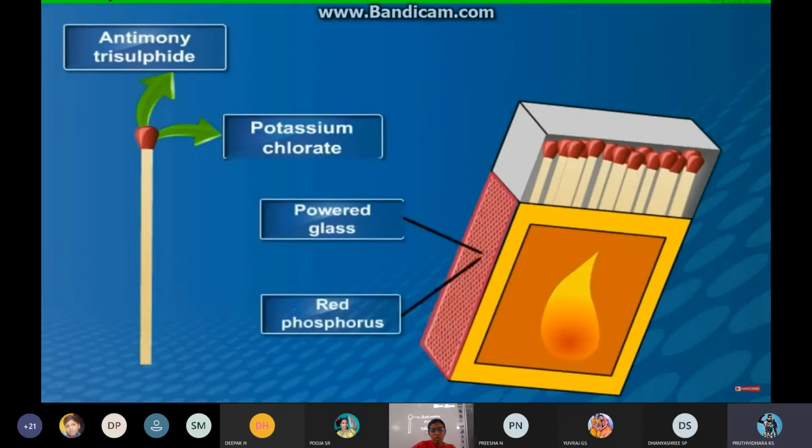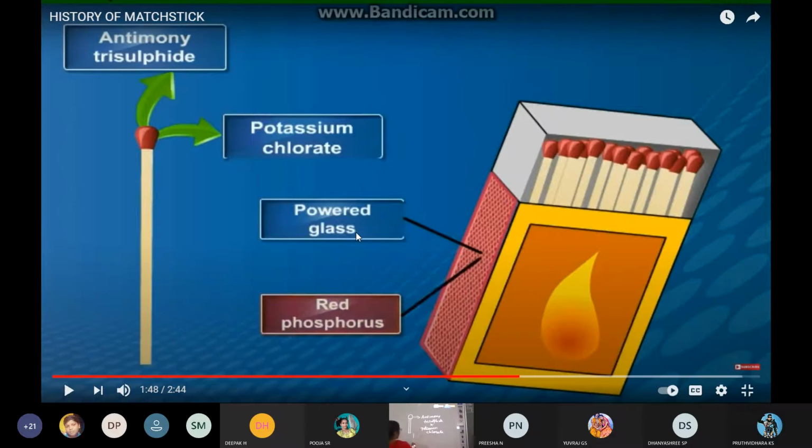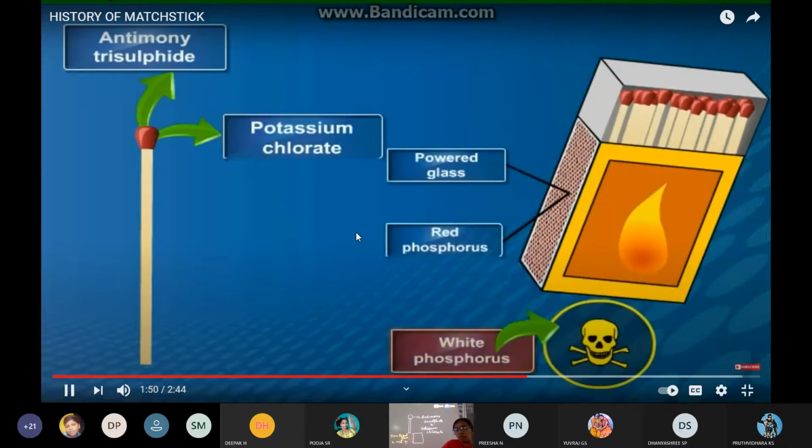And a little red phosphorus, which is much less dangerous. Whereas this matchbox sides are made of powdered glass and red phosphorus. Phosphorus, I'm writing P. Less dangerous than white phosphorus.